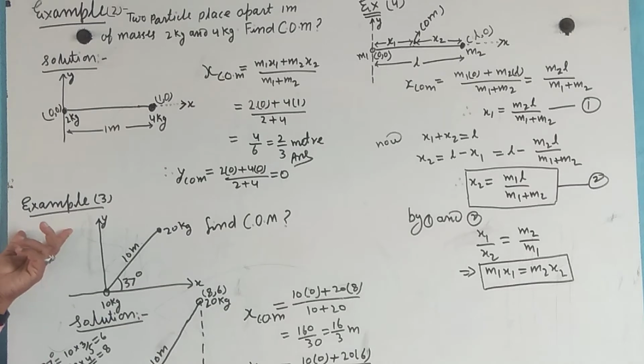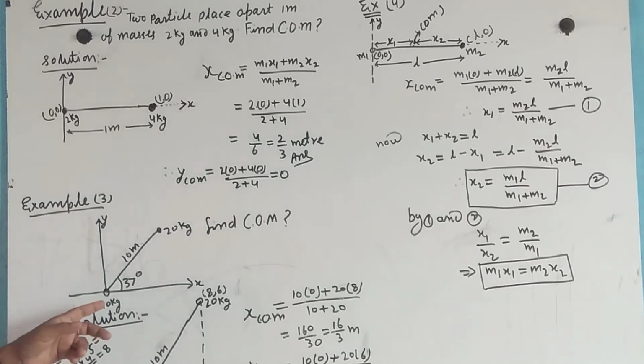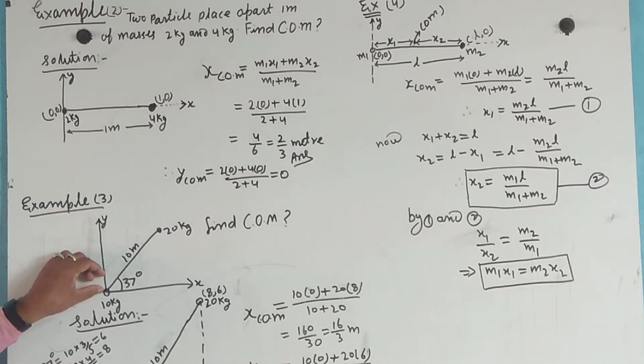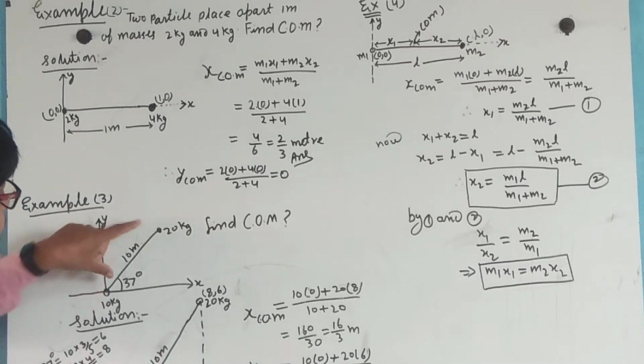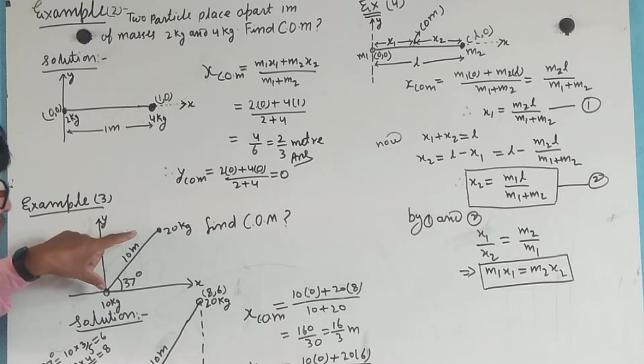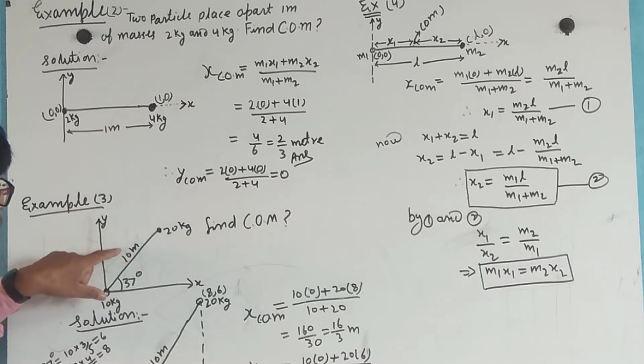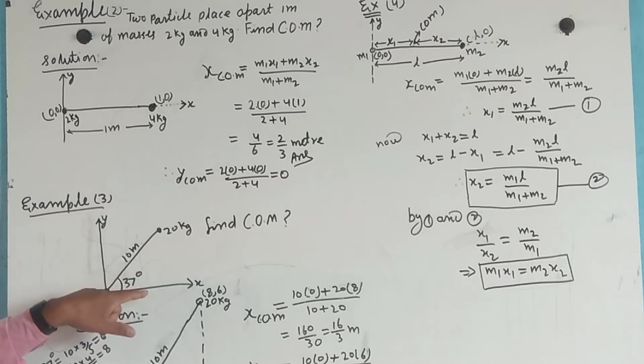Now example three. Here are also two particles of mass 10 kg and 20 kg placed 10 meters apart. The line joining them makes an angle of 37 degrees with the x axis. Then find the center of mass.